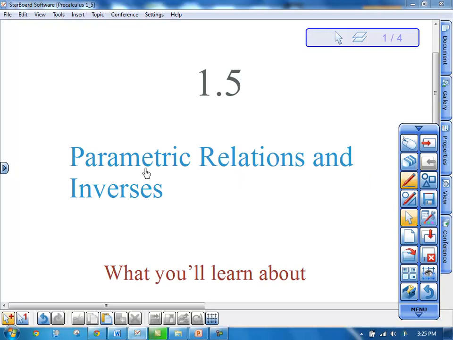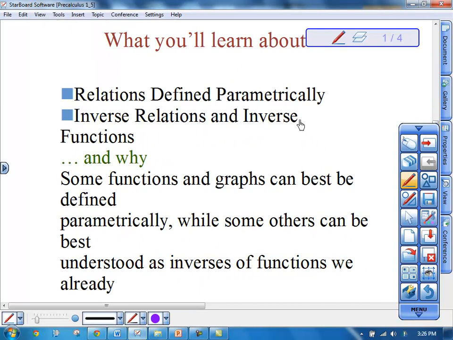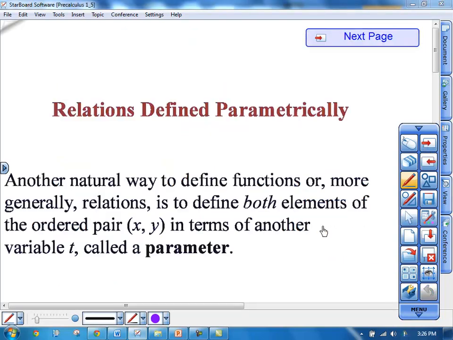Okay, we're going to look at parametric relations and inverses. We'll mainly look at inverses. We'll get to parametrics later in this class, but we'll cover them briefly in this section. So we're going to learn about relations that are defined parametrically, inverse relations and inverse functions, and we're going to learn why some functions in graphs can best be defined parametrically while others are best understood as inverse functions that we already know about.